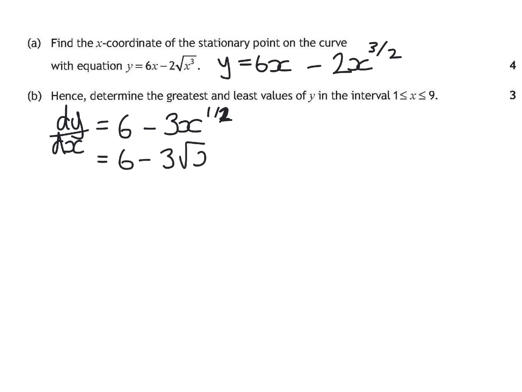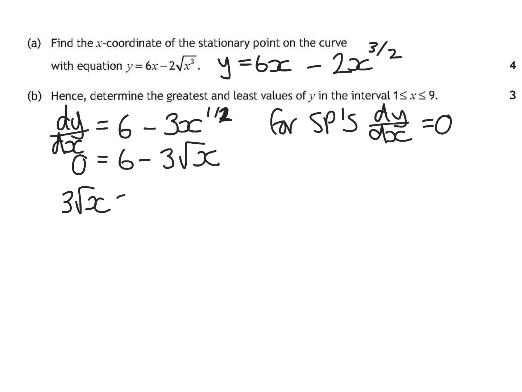Okay, now what we then do is, I'm going to rewrite that as 6 take away 3 square root x. Now remember, for your stationary values, we're going to put dy by dx equal to 0. So this gives us 6 minus 3 root x equals 0. When you try to solve this, I'm going to take the 3 root x over here, which leaves me with 6. Then I'm going to divide by the 3, which leaves you with root x equals 2. Now that's the square root of x, so I'm going to do the opposite to the other side. I'm going to square the 2, which gives you 4.